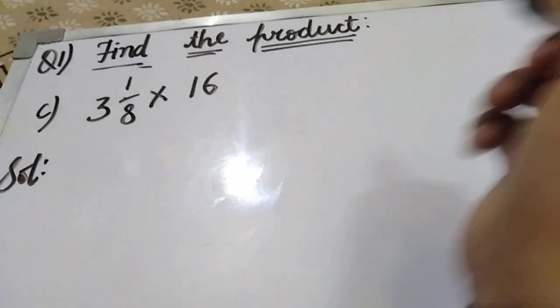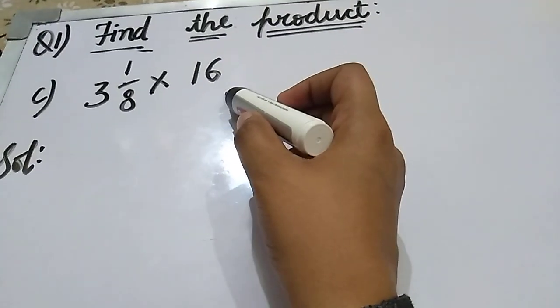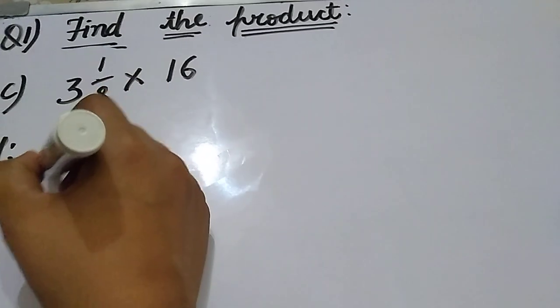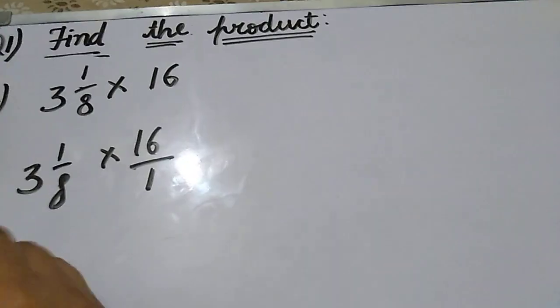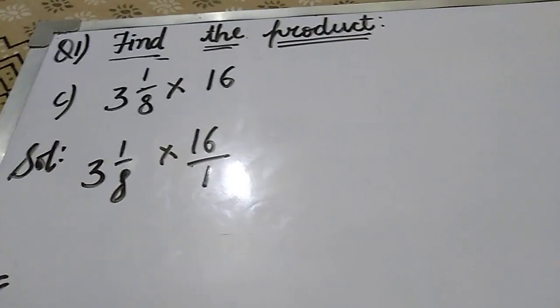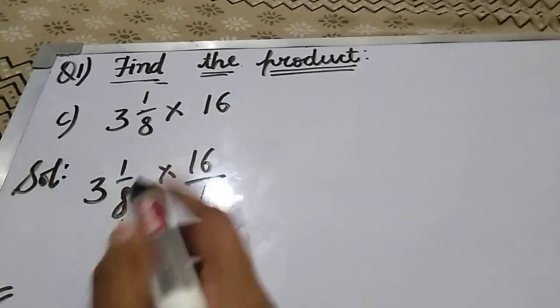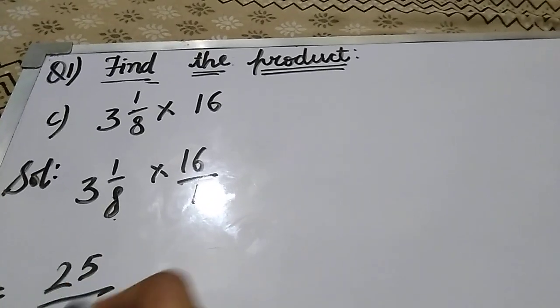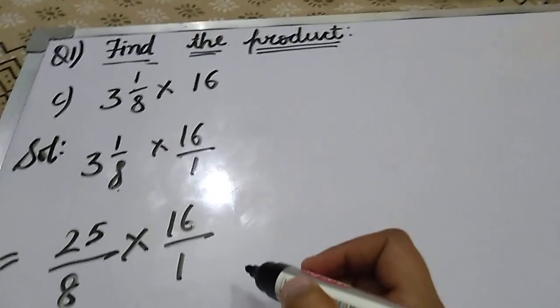Now in this we will take a mixed fraction multiply by a whole number. So here is 3 1 by 8 multiply by 16 by 1. The first step is you have to change the mixed fraction into an improper fraction. What will be the answer after changing? 3 eights are 24 plus 1, that is 25 by 8. Here multiply 16 by 1.